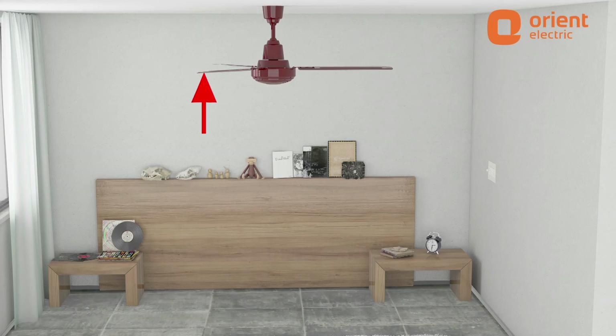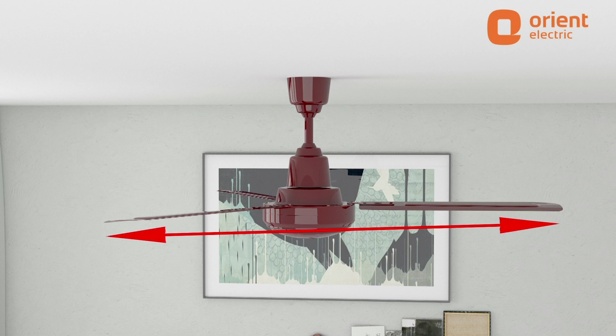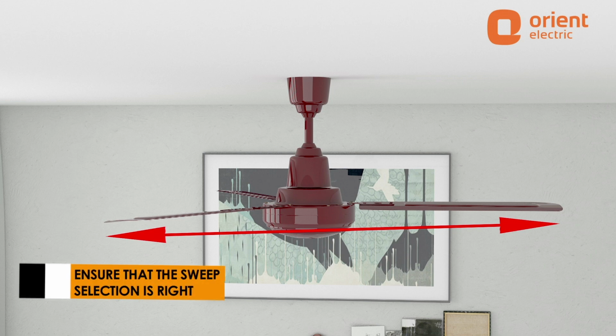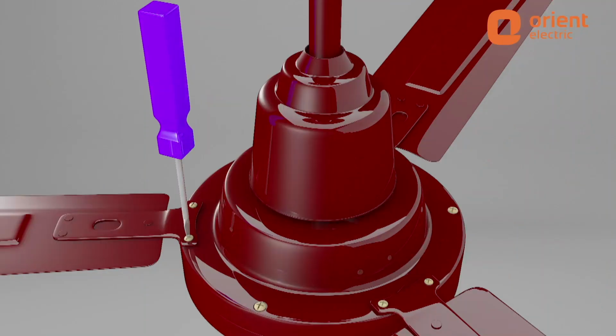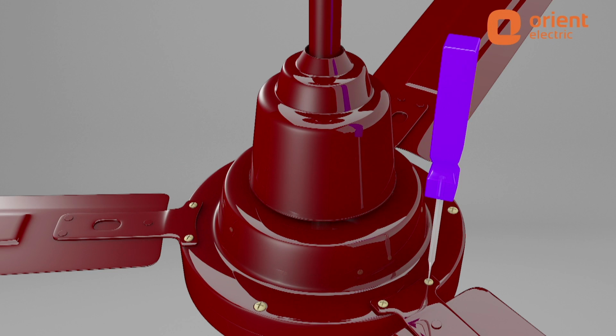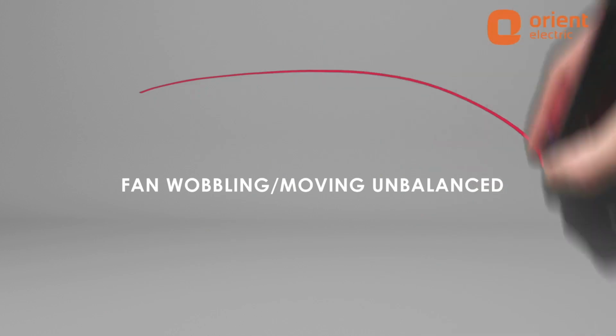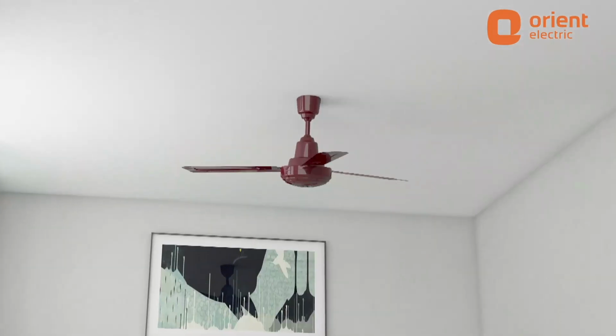You also need to note that if the distance from fan motor to ground is more than 3 meters, it will affect air delivery, and in such a case, advise customer to use longer down rod. Wrong selection of blade sweep can also account for low speed and low air breeze problem. Therefore, ensure that the sweep selection is right. If all other parameters are okay and the speed is still low or the fan is unstable, it's time to replace the blades.